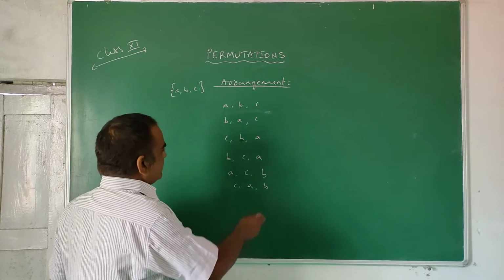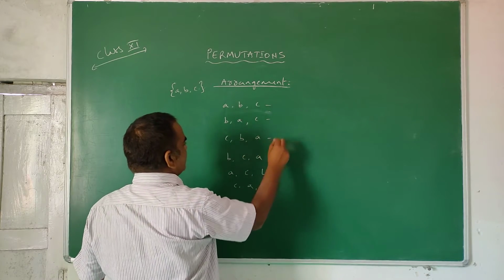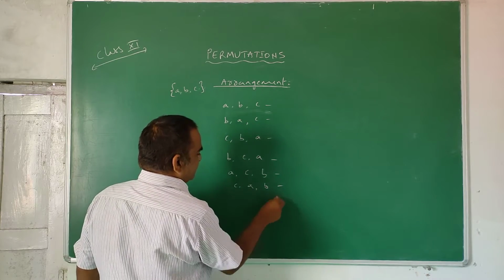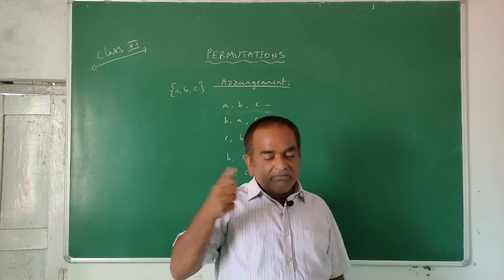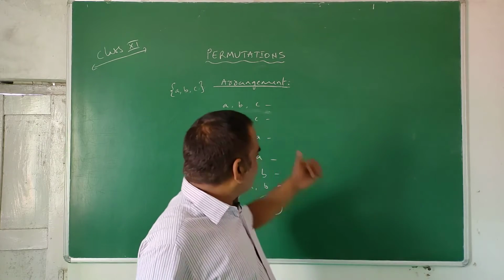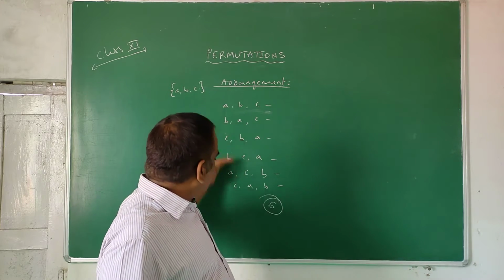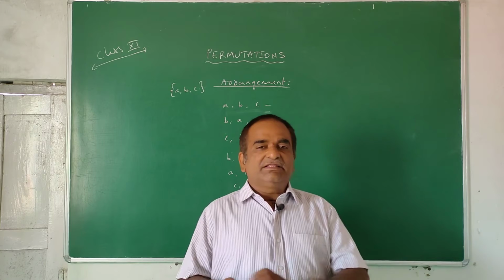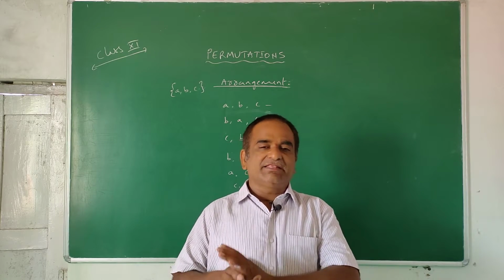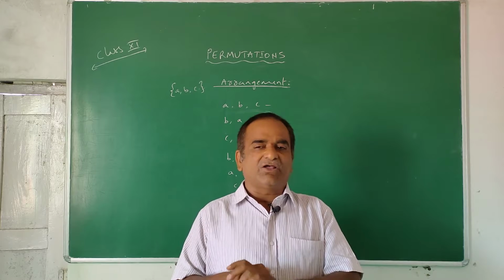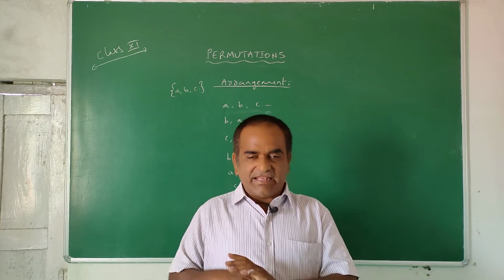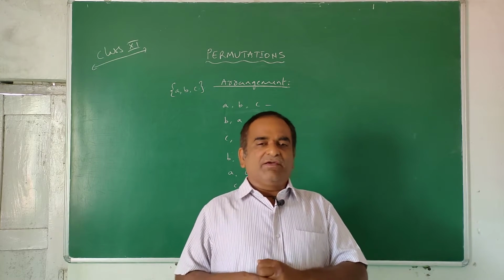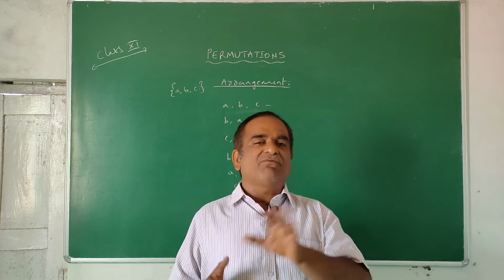Each of these arrangements is known as a permutation, and the number of such permutations here is 6. Did you understand? This is the concept of permutation: arranging things using some or all of the given things. You can make arrangements, and in various situations we need to find the number of such permutations.